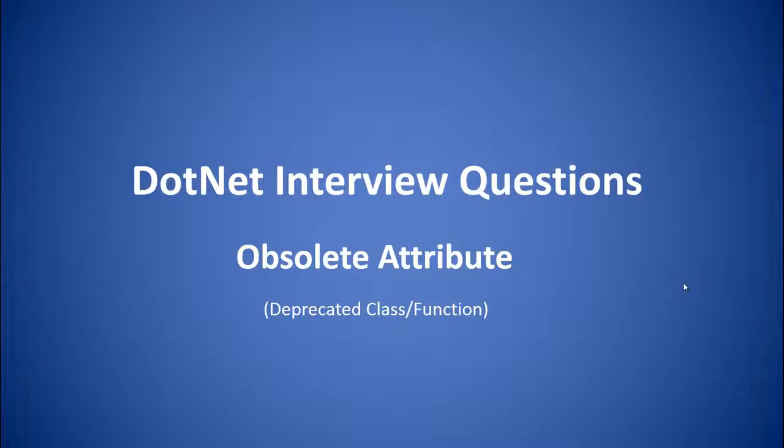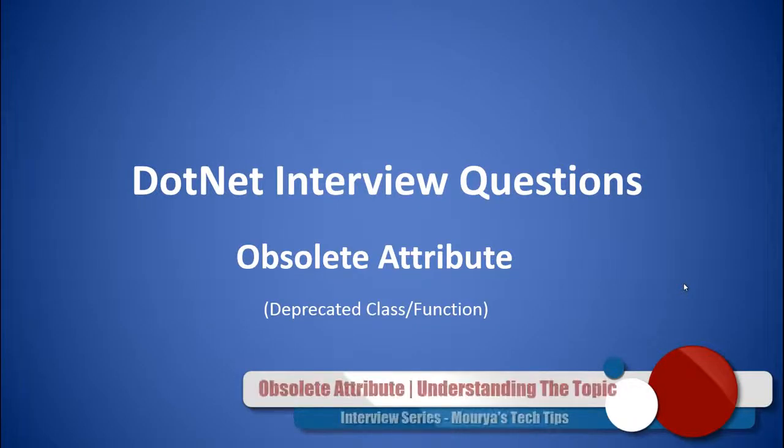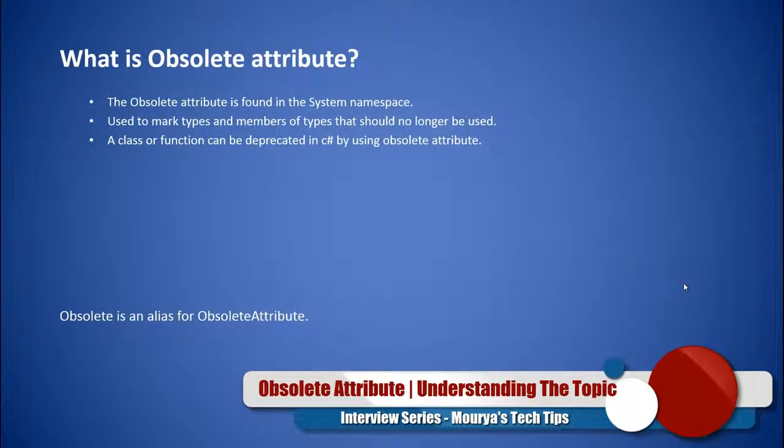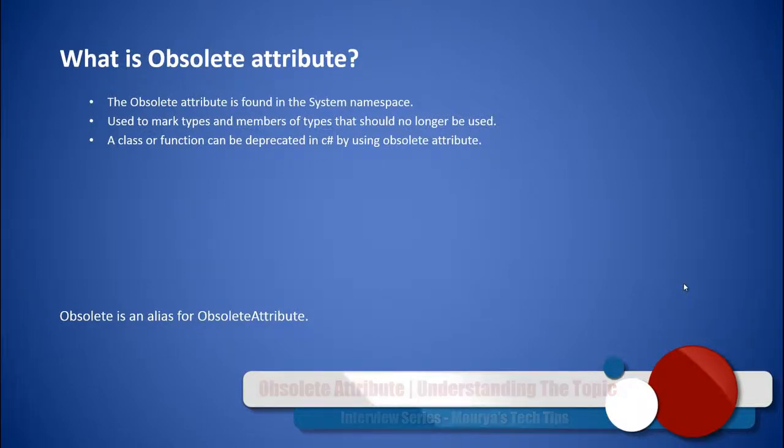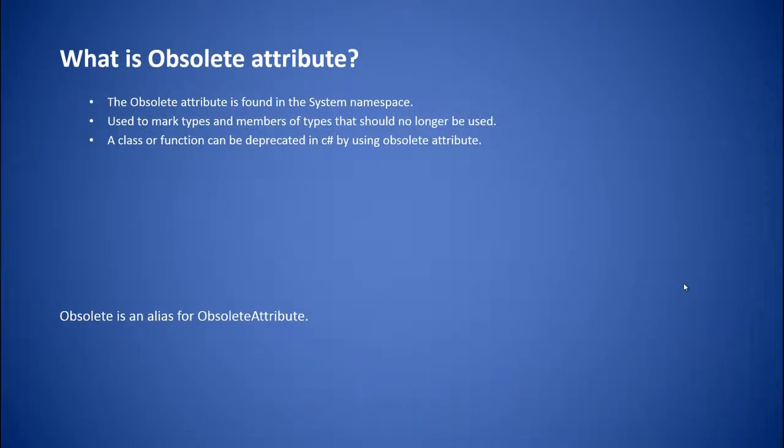One of the most frequently asked topics in .NET interviews is related to the Obsolete attribute. So what is an Obsolete attribute? Obsolete is an alias for ObsoleteAttribute. The Obsolete attribute is found in the System namespace, is a single-use attribute, and can be applied to any entity that allows attributes. Obsolete attribute is used to mark a class or function that is no longer recommended for use. When you mark a class or function with the Obsolete attribute, it will be deprecated.